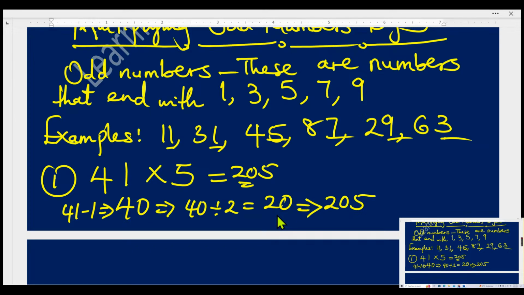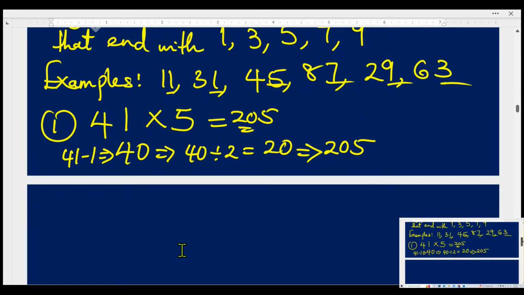The first thing you need to do is subtract 1 from that odd number. Whatever you get, divide it by 2. Whatever you get, just write 5 beside it. So when you subtract 1 from 41, you have 40. Split 40 into 2, you have 20. Then put 5 beside 20. That will give you 205. Now let's look at another example.